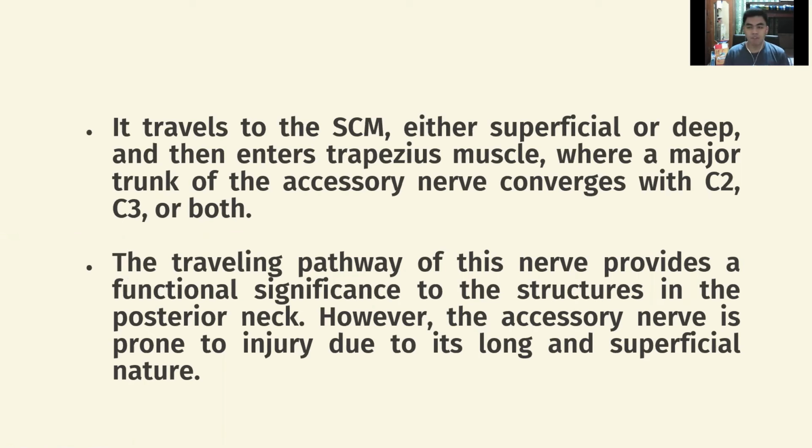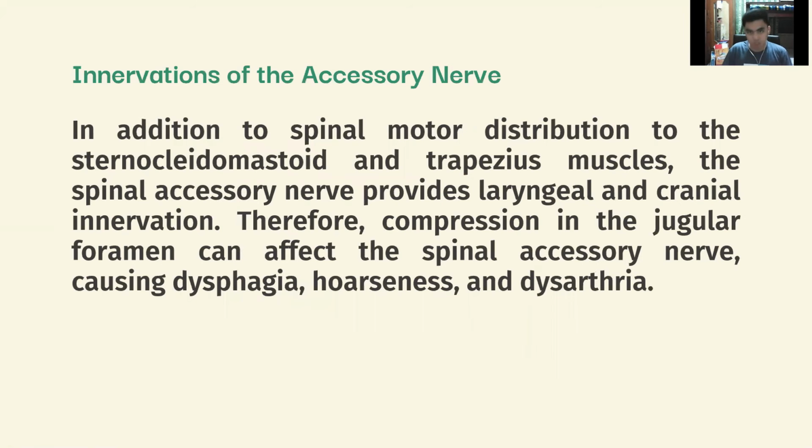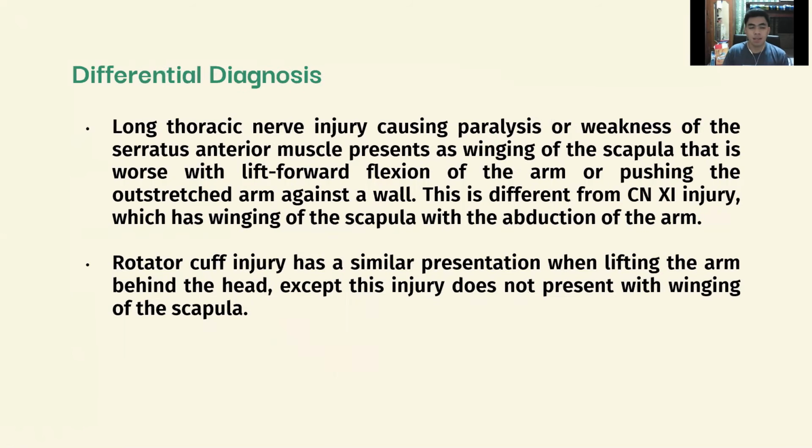The traveling pathway of this nerve, as I explained earlier, provides a functional significance to the structures in the posterior neck. However, because of its long and superficial nature, the accessory nerve is prone to injury. The innervations, again: in addition to spinal motor distribution to the SCM and traps, the spinal accessory nerve provides laryngeal and cranial innervation. Therefore, if there's compression in the jugular foramen, this can affect the spinal accessory nerve, causing dysphagia, hoarseness, and dysarthria. These are some of the differential diagnoses for spinal accessory nerve injury.